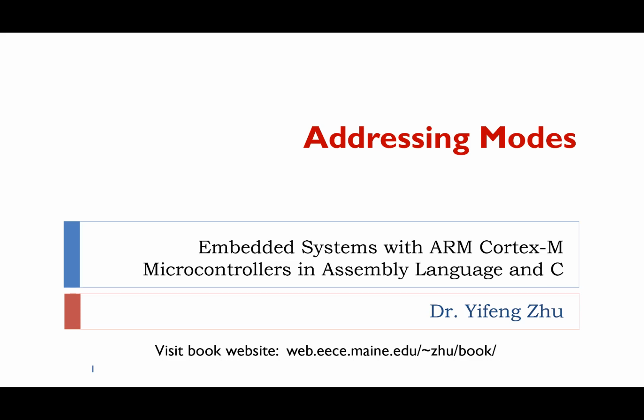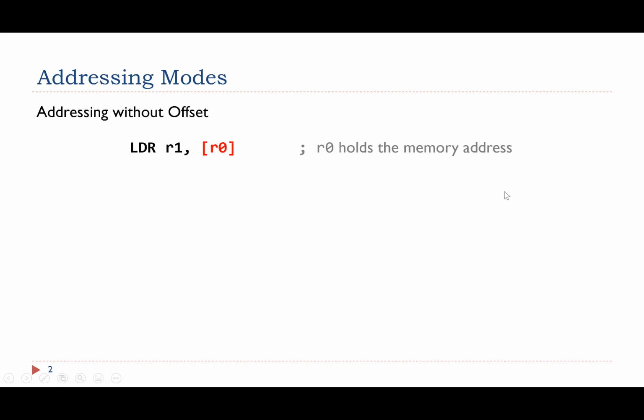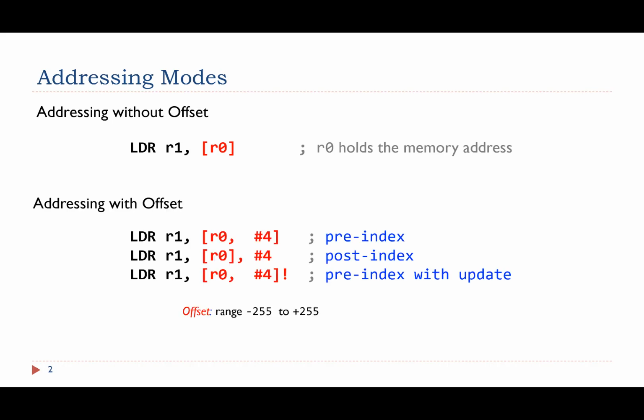In this short video, we'll talk about the addressing mode. This is an example load instruction. In this example, register R0 holds the base memory address. We can also use an immediate number called offset in the load instructions.